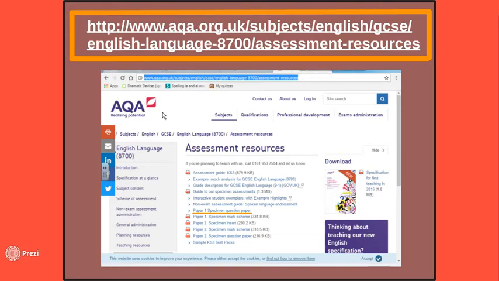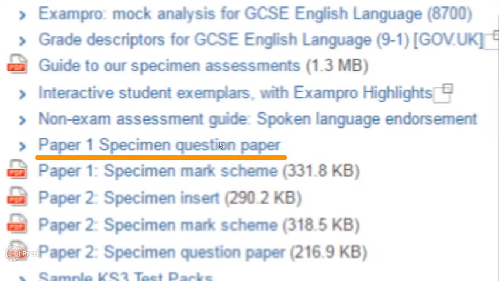If you follow this link, it should take you through to this page, and when you're on this page, you will need to select the Paper 1 specimen question paper. It should just download automatically for you, and then you'll be able to view the source and also question 4.